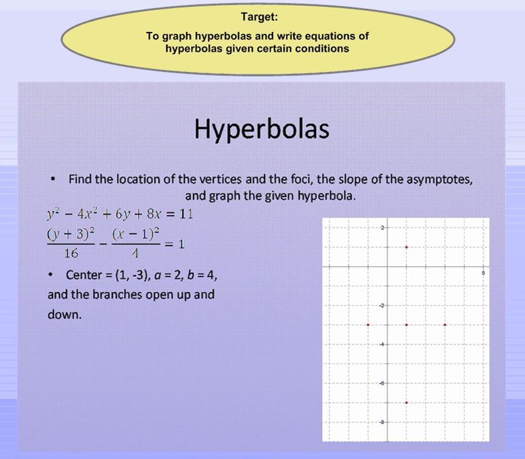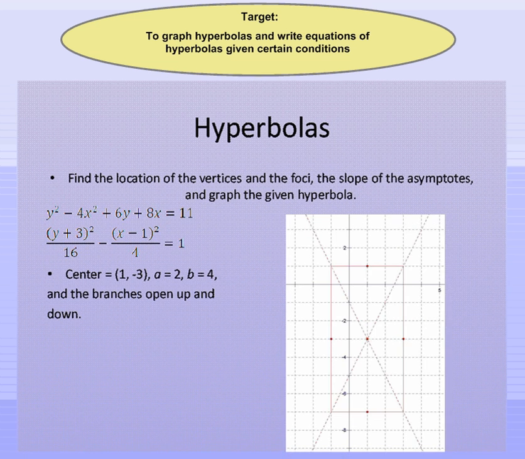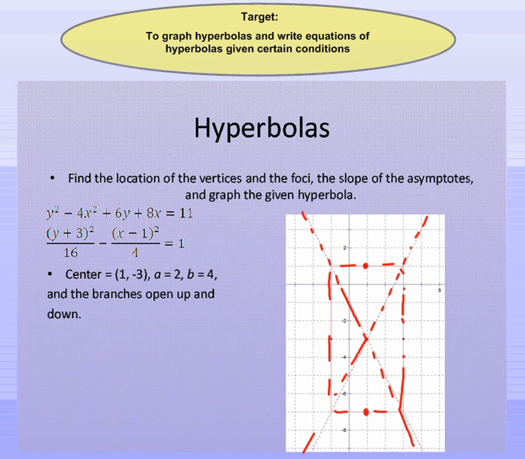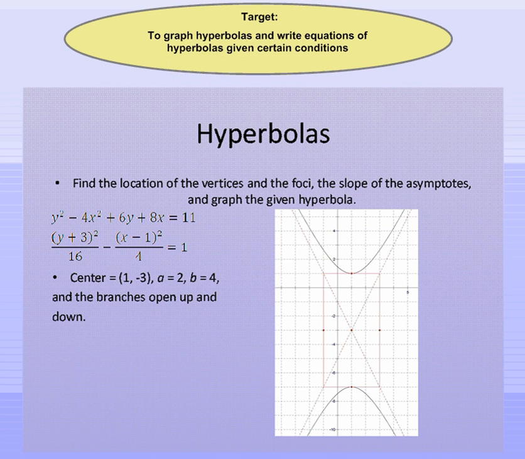So again, the steps that we can see, we place our center. We go 2 to the right, 2 to the left. We go 4 up and 4 down. I'm making those a little bit larger because those are our vertices. The branches are going up and down. We draw our rectangle around those points. Again, knowing these are our vertices, we connect the diagonals of the rectangle, draw on our asymptotes, use these as a guide, and then here are our actual branches. See it a little clearer now.